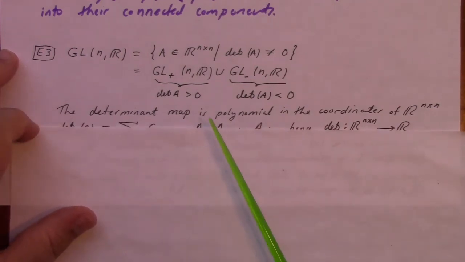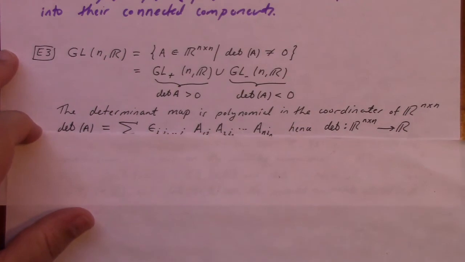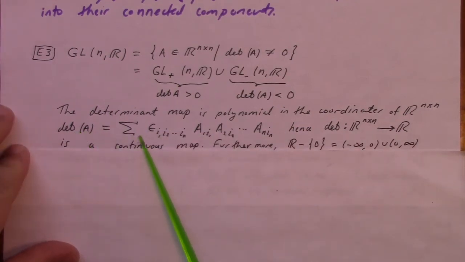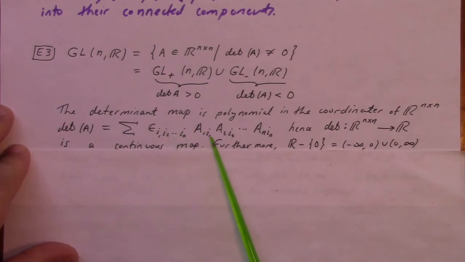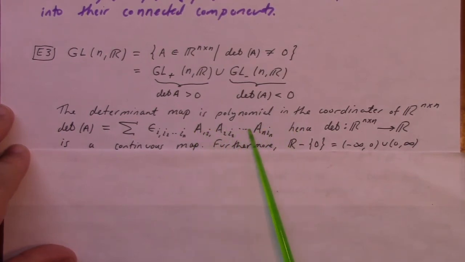And the determinant map, well, what is that? Well, the determinant map is polynomial in the coordinates of the n by n matrices. Here's the formula. Determinant of A is equal to the sum of the Levi-Civita symbol contracted across the components of the matrix. So this is polynomial, an n squared variate polynomial. It's polynomial in the entries of the matrix, which means it's continuous. It's a continuous mapping from n by n matrices to the reals.